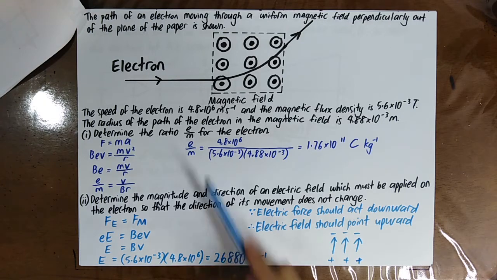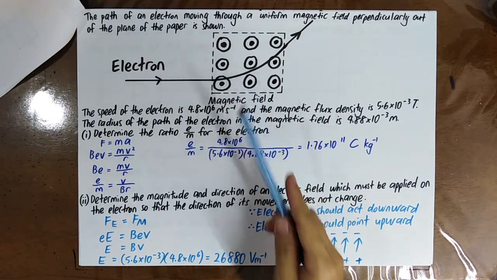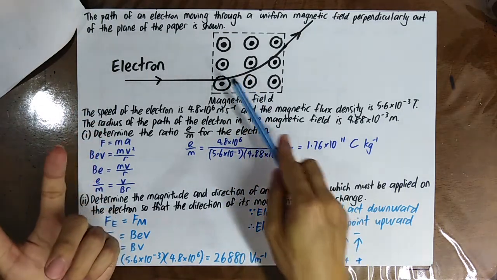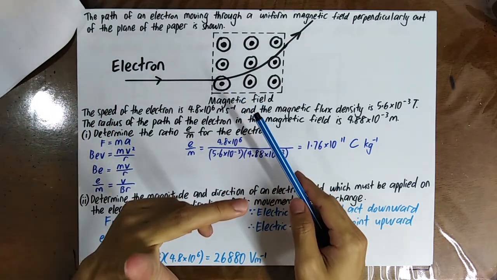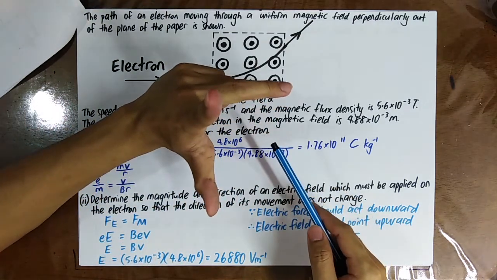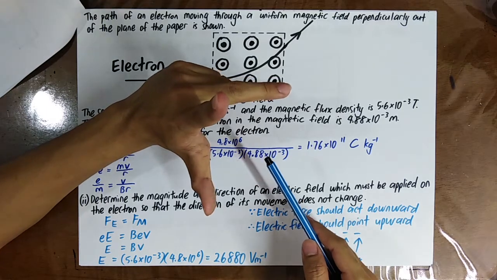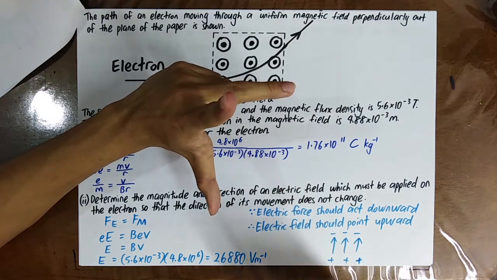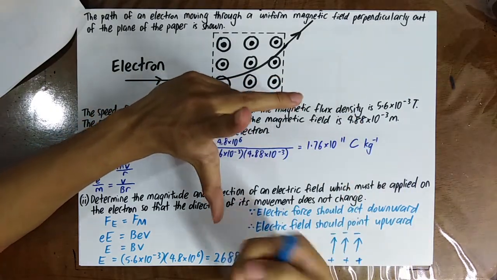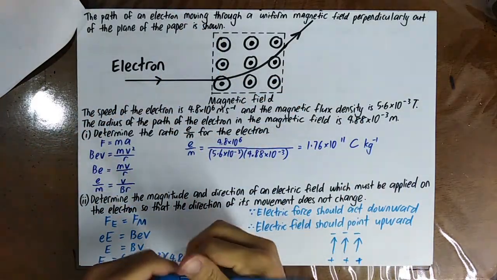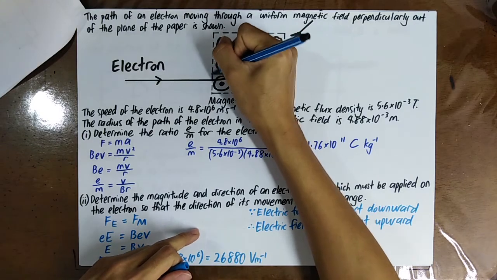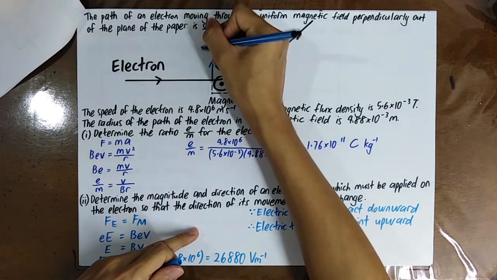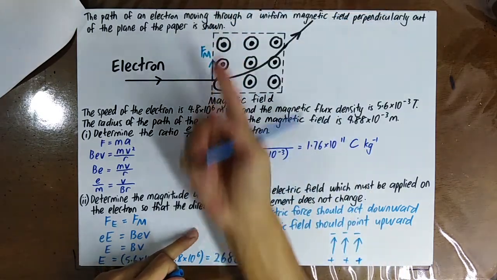And then in this region, you use Fleming's left-hand rule. The magnetic field is out of the page, and the velocity is here. Since the electron has a negative charge, the direction of the force is opposite to this direction, which is here. So you know that here, the magnetic force on the electron is upward.